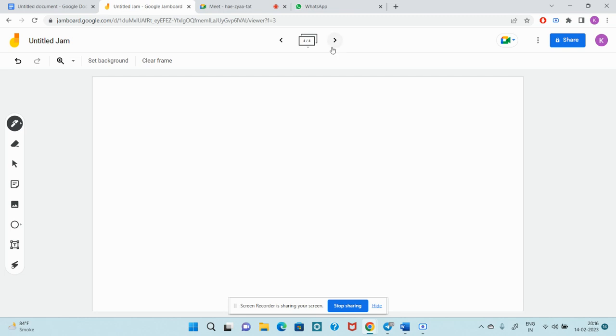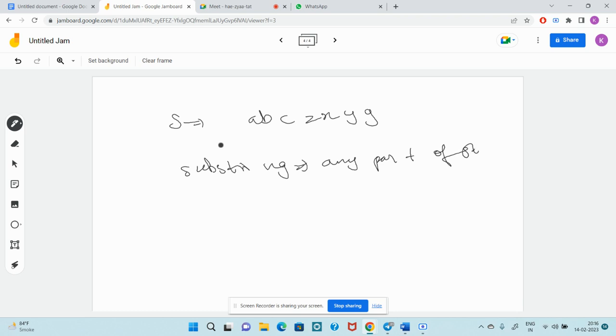The question is that we have to find... we should know what a substring is. Say this is our string: A, B, C, Z, X, Y, G. A substring is nothing but a small part of a string, or you can say any part of the string. So guys, if this string is given to me, can you tell me any substring?